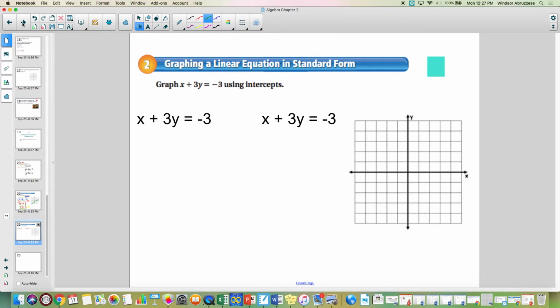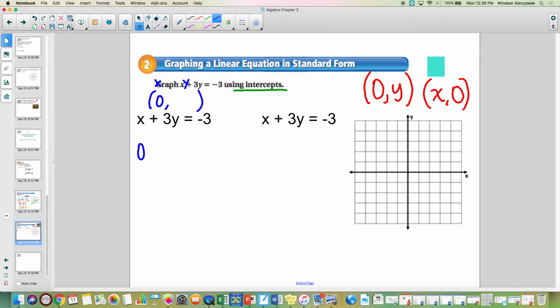The second way to graph an equation in standard form is by using the intercepts, the x-intercept and the y-intercept. So you know when you have an intercept, you're going to plug in 0 for x, and you'll have a y value. And you're going to plug in 0 for y, and you'll have an x value. So all I'm going to do is substitute, right? I'm going to actually rewrite that over here. If I plug in 0 for x, right, I'm substituting in 0 for x.